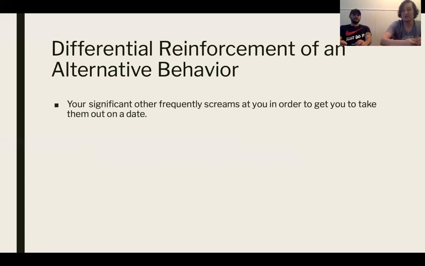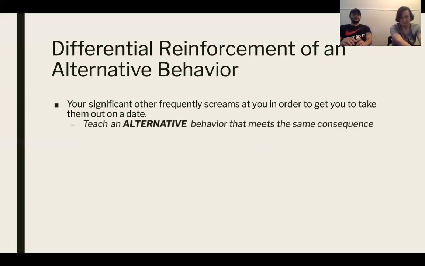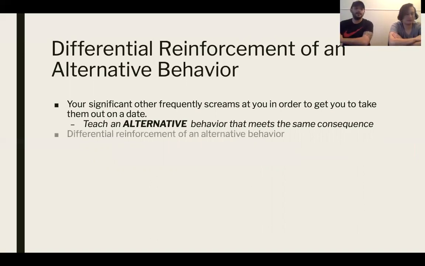So when we talk about differential reinforcement of an alternative behavior, what do you think about, right? We think about that word alternative, which means something else, right? So let's say that your significant other is frequently screaming at you in order to get you to go on a date. What's something that you can do? Yeah, whenever you teach an alternative behavior, that just means that whatever behavior you're going to be shifting towards a new target behavior has to meet that same consequence, right? You can't just place it on something that's completely different than what you want to have.